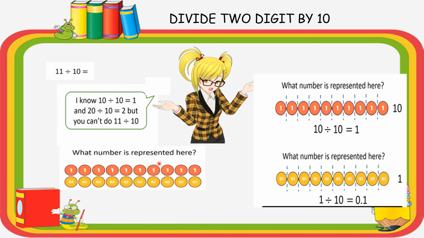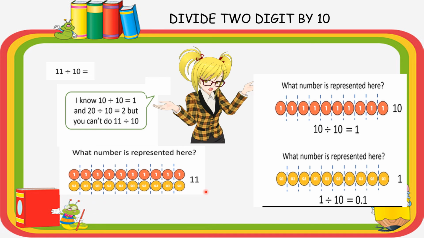Now, what number is represented here again? This is 10 and this is 1. So 10 plus 1 makes what? 11. And 11 divided by 10, what are we going to have when we divide by 10? You will see that in each column we have 1 and 0.1. So our answer would be 1.1. 1 plus 0.1 would give us 1.1. Each row shows us 1 plus 0.1, and our answer gives us 1.1.